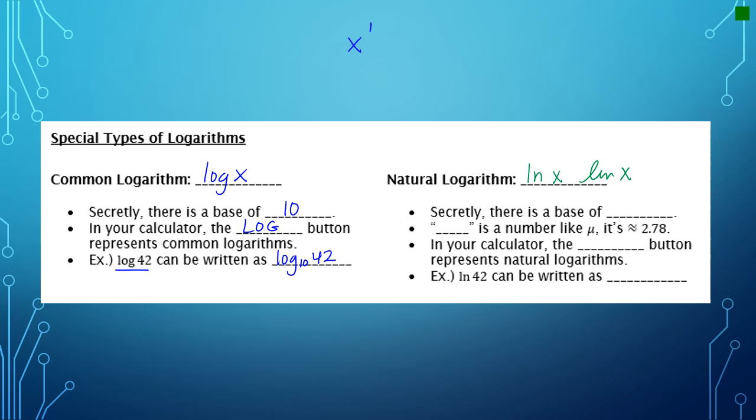So secretly there is a base of the number e, which you may or may not have heard of before. e is a number kind of like pi. It's approximately equal to 2.78. There is a button on your calculator that represents e. So in your calculator, there is an ln button, and that is what you use when you need to use a natural logarithm. Natural log of 42 can also be written as log base e of 42, just that whenever the base is e, we have this special notation that we use, ln, instead of log base e.